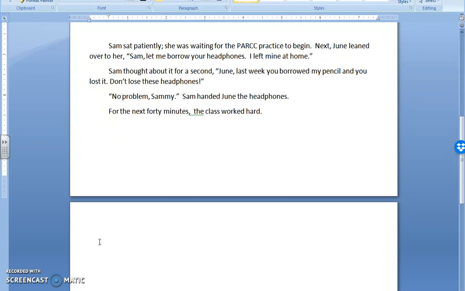Now, I want to stress that they worked really hard. So what I'm going to do here is write down they worked and worked and worked. By repeating that word, it makes you think about how much they worked. I can even take this part out and say for the next 40 minutes they worked and worked and worked. It shows how hard they were working the entire time. It's just a different strategy to add more voice and elaboration to your writing.